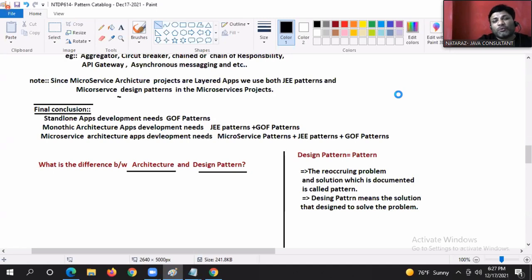Understanding my point? In one architecture, at different stages, we use different design patterns. So a design pattern is addressing a small problem of one corner. Architecture talks about the overall development of the project. House architecture. Okay. Next one. In one architecture, many design patterns will be there. Got the point? Okay.